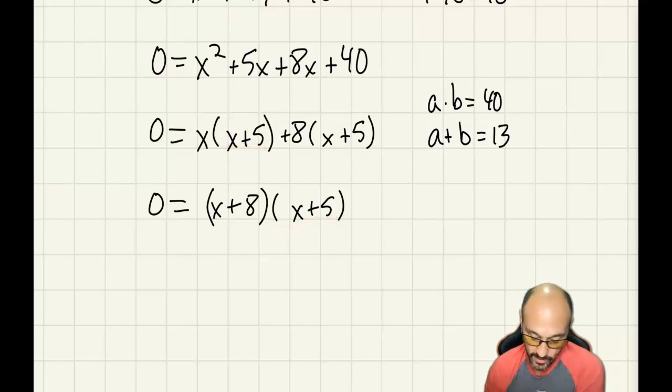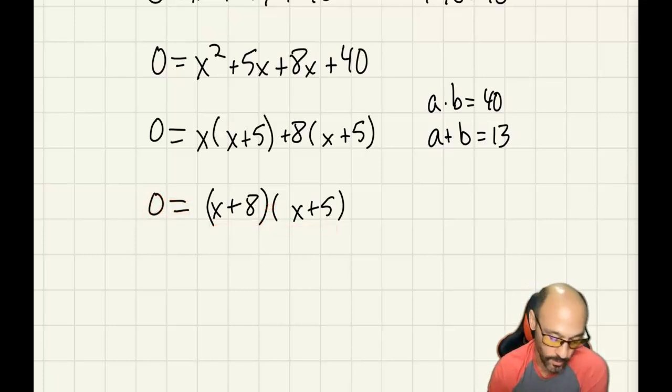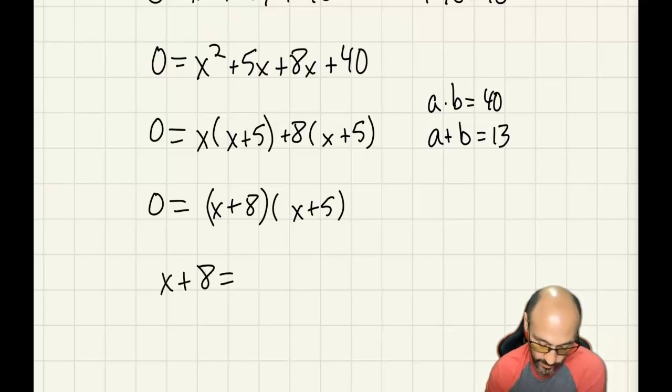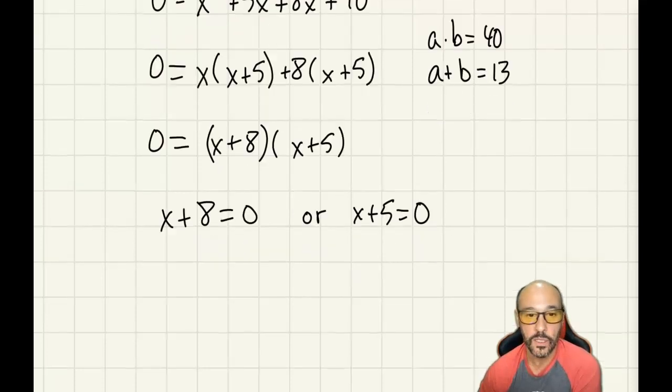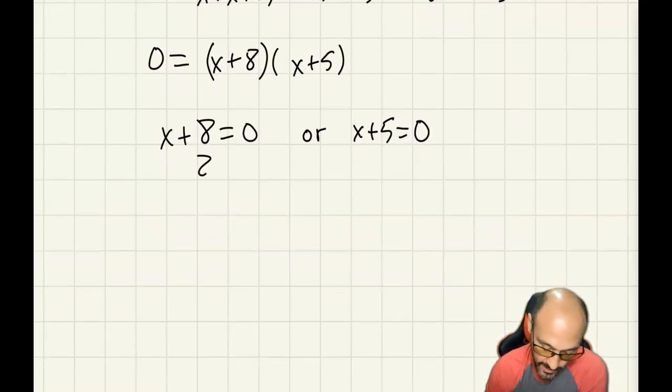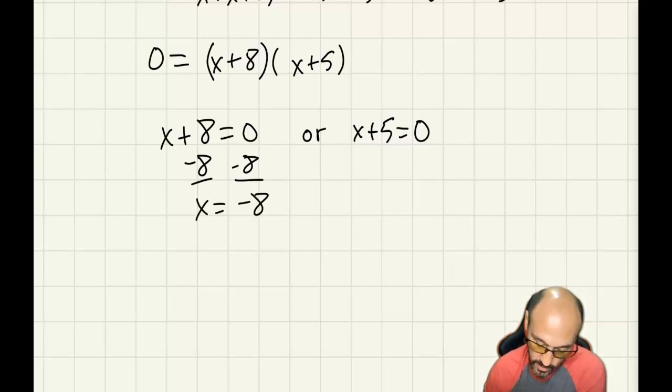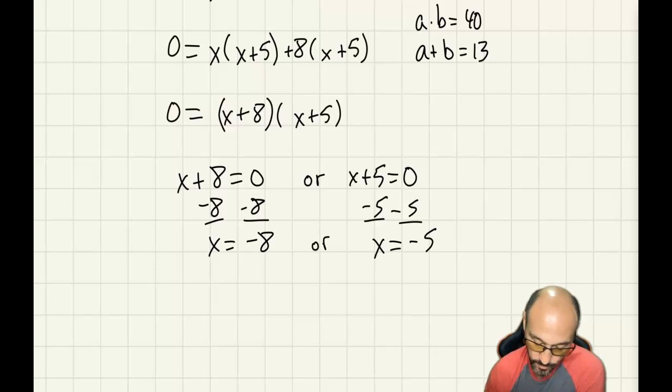So now what we have is a binomial times another binomial equals 0. That means one of those binomials has to be 0. It's the only way that we can have a 0 as the result of a product, according to the zero product property. So we can set each of those binomials equal to 0. Subtracting 8, we get x equals negative 8. Subtracting 5, we get x equals negative 5. So we have two solutions here.